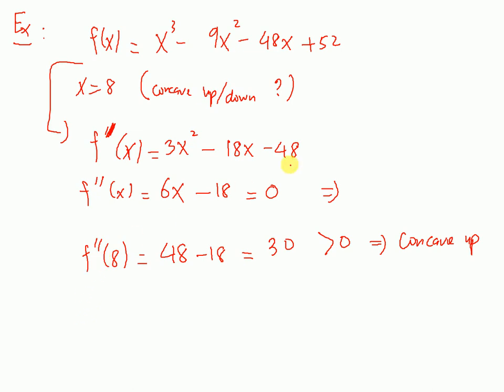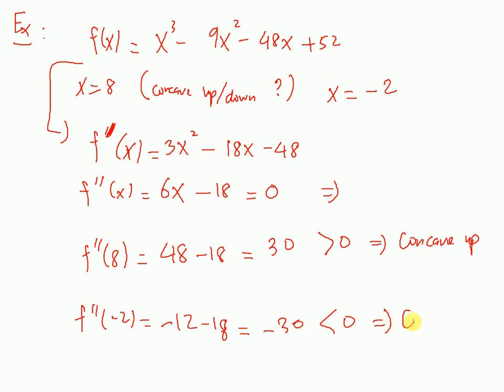Now if they ask us for another point, x equals minus 2, then I do another test for minus 2. Plugging minus 2 in here, I get minus 12 minus 18, that's minus 30, which is less than 0, so you have concave down. That's really all we have for this example. It's pretty straightforward.